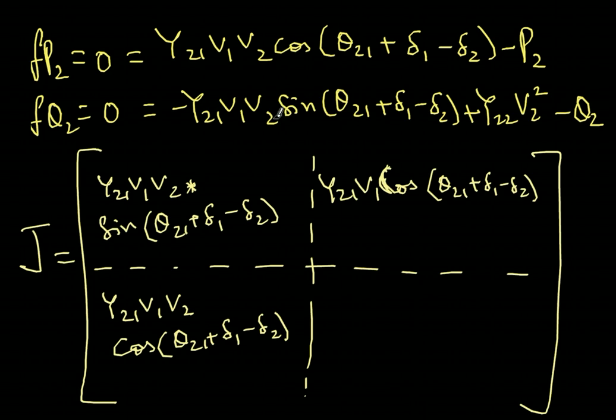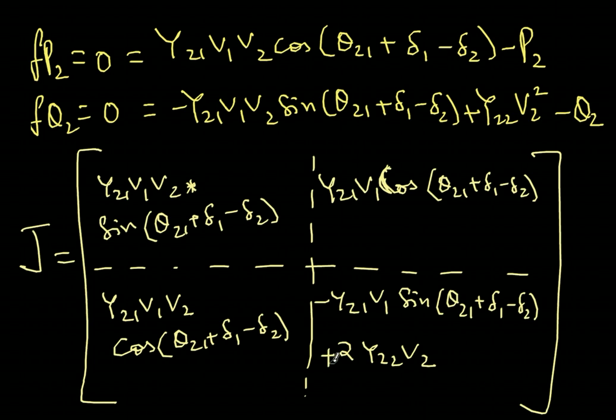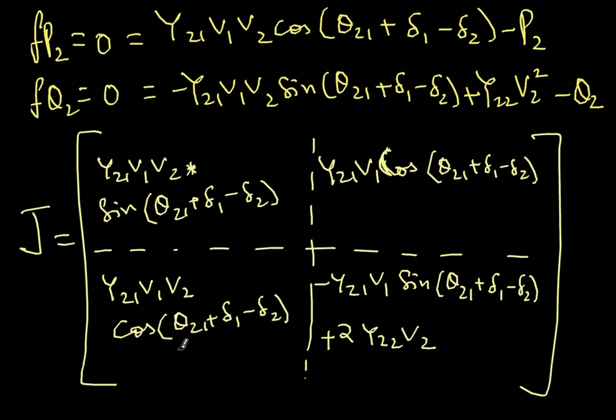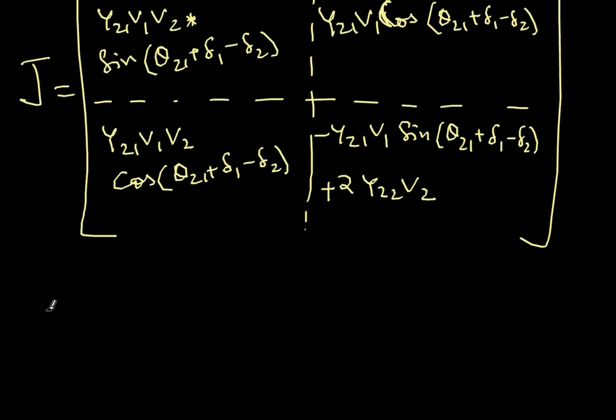In this term V2 is only one single, so I'll write the coefficient of V2, that is minus Y21 V1 sine of theta 21 plus delta 1 minus delta 2. Here V2 square gives 2 V2, so 2 Y22 V2, and this will be plus, and the differentiation of Q2 is 0. So now I got the Jacobian matrix also. Everything that is needed to solve I have on the screen right now.